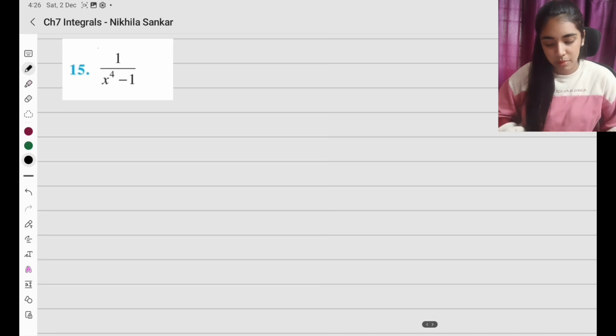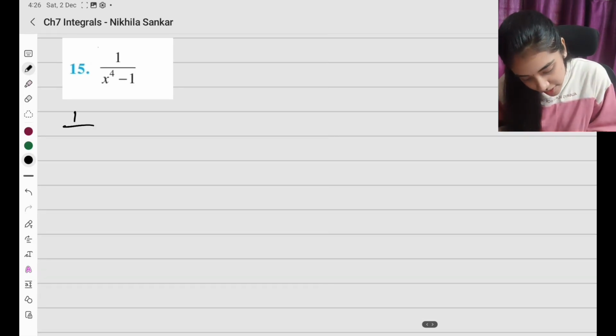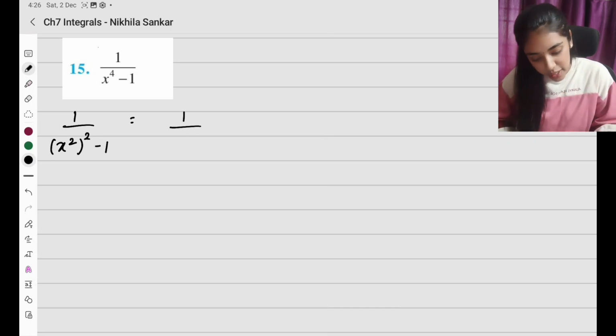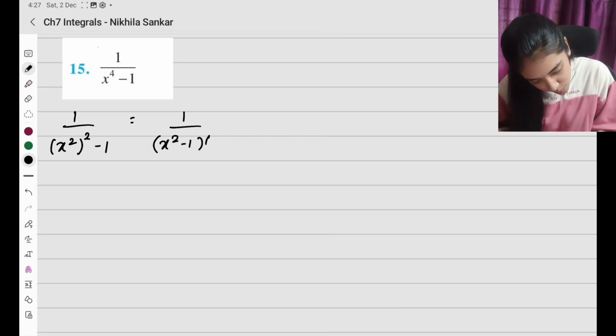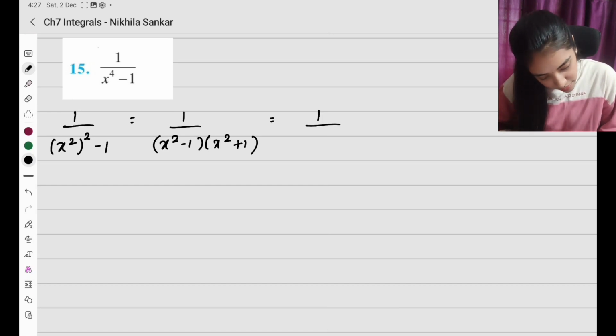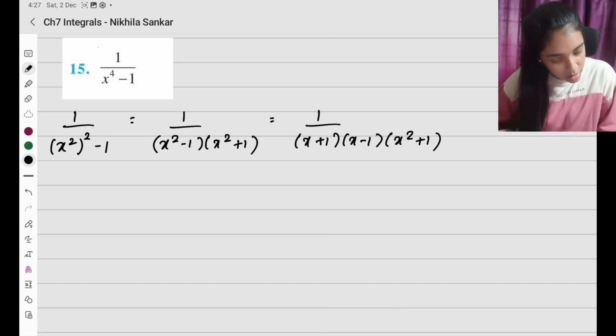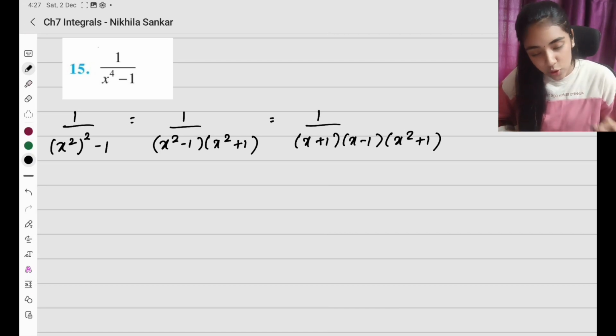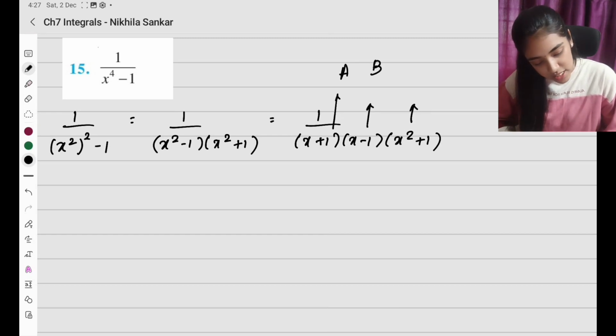Question number 15. So what do I have here? 1 divided by, I can rewrite this as (x square) the whole square minus 1, and this I can further split as a square minus b square. So it is going to be (x square minus 1) times (x square plus 1). So this I can write again as 1 divided by (x plus 1) into (x minus 1) into (x square plus 1). So I have 3 different terms, and x square plus 1 cannot be simplified further. Okay, this is one way of doing it, but you see that you'll get a lot of variables. So in the term I need a, this I need b, for this I need cx plus d.